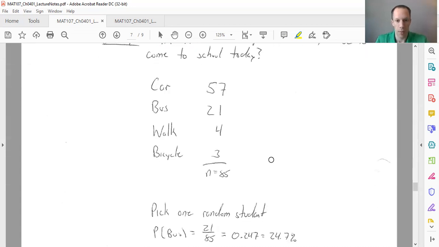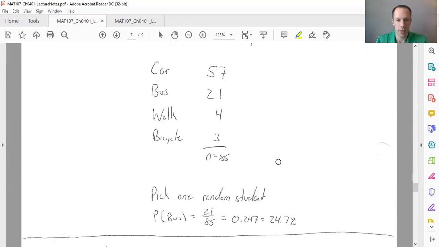Now, if we want to know the probability that somebody came on a bus, we would just say, how many times did we get a response of bus? That's 21. Out of how many times did we do the experiment altogether? That's 85. So 21 out of 85, which you can convert to the decimal 0.247 or the percentage 24.7%.